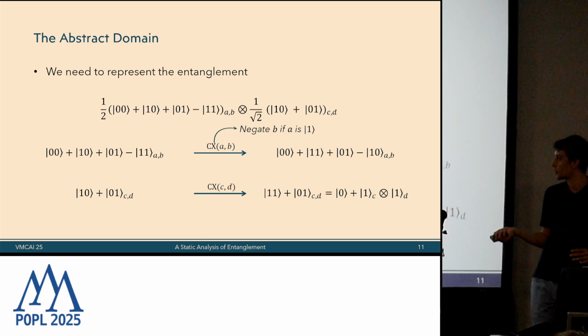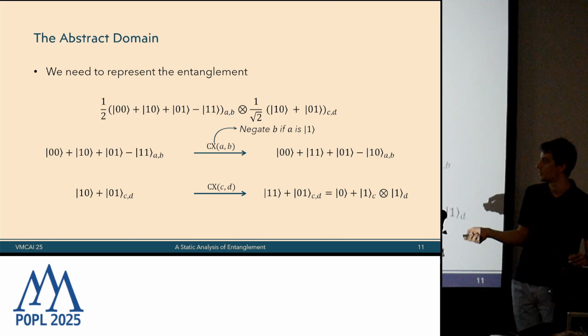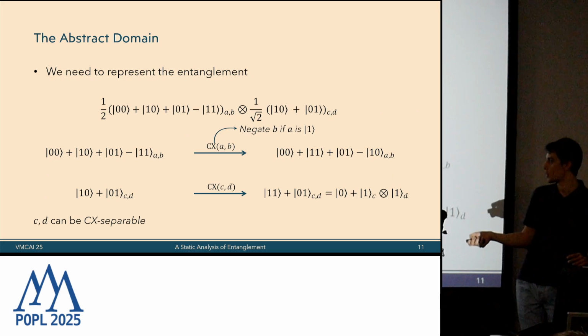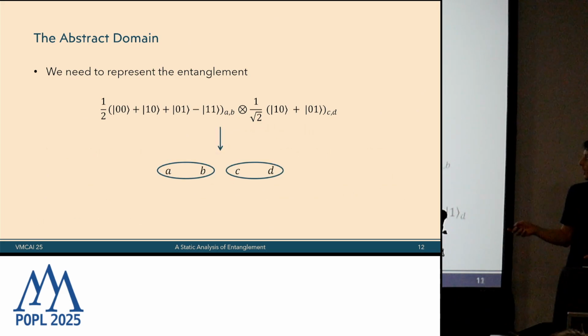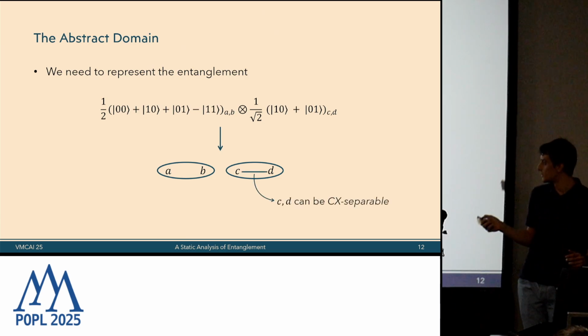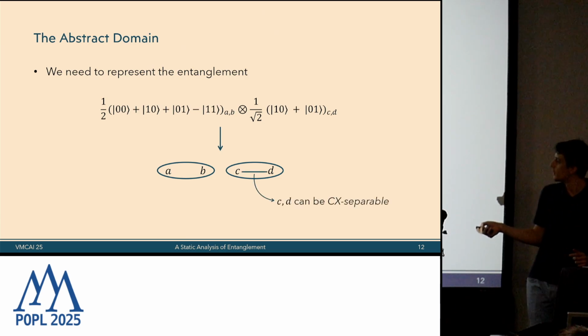So what we want to represent is basically when there is this kind of relationship, that we call CNOT-separable in this presentation. Graphically, we represent this relation using a line. So in our abstract domain, it will become a partition of the set of the variables plus this additional information that says these two variables are CNOT-separable. So in our analysis, we know that when there is this relation, with a CNOT we can break the entanglement.